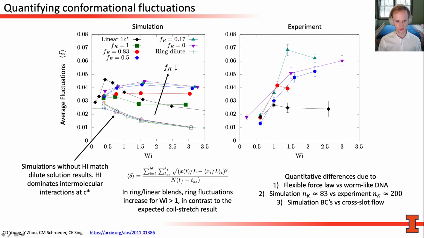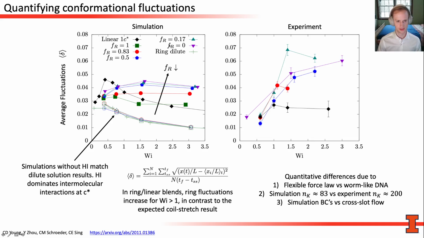And these fluctuations are growing as we vary the blend ratio towards a linear polymer solution. I'll also just note here, interestingly, that when we perform these same simulations without hydrodynamics, so still semi-dilute, the fluctuations are much lower and they about collapse with the dilute solution case.